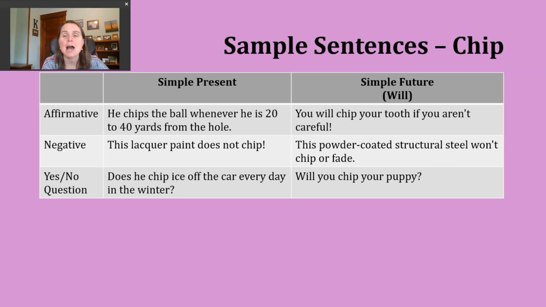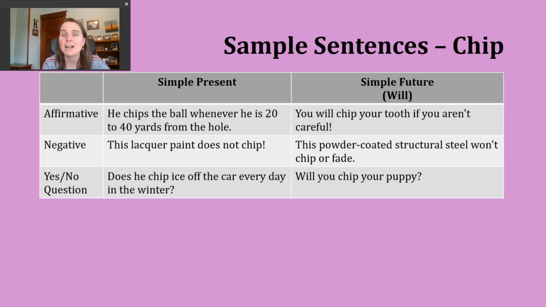The nice thing about making sentences in the simple future with will is that our structure stays the same no matter what our subject is. So in the affirmative or positive sentences, we start with a subject, we use will, and then the base verb. No special endings on our verbs here. Here's an example sentence. You will chip your tooth if you aren't careful.